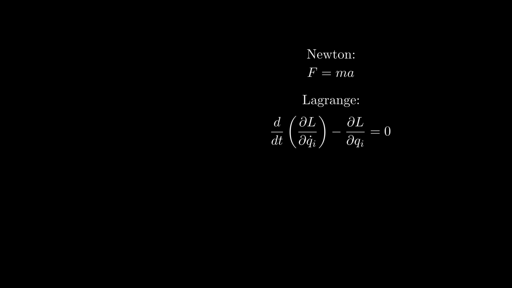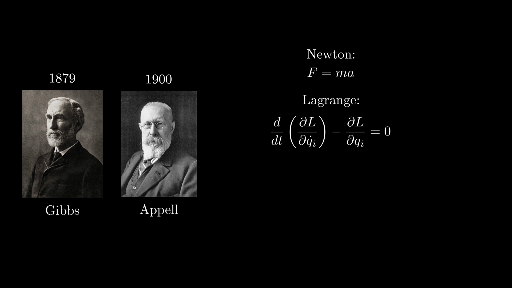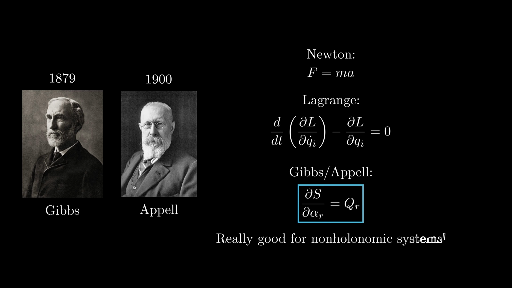Anyways, later on, two men named Gibbs and Appell independently discovered what we conveniently call the Gibbs-Appell equations of motion, which turned out to be super useful for complicated systems such as nonholonomic systems, where Newton's formulation is too simple and Lagrangian's has really hard math.